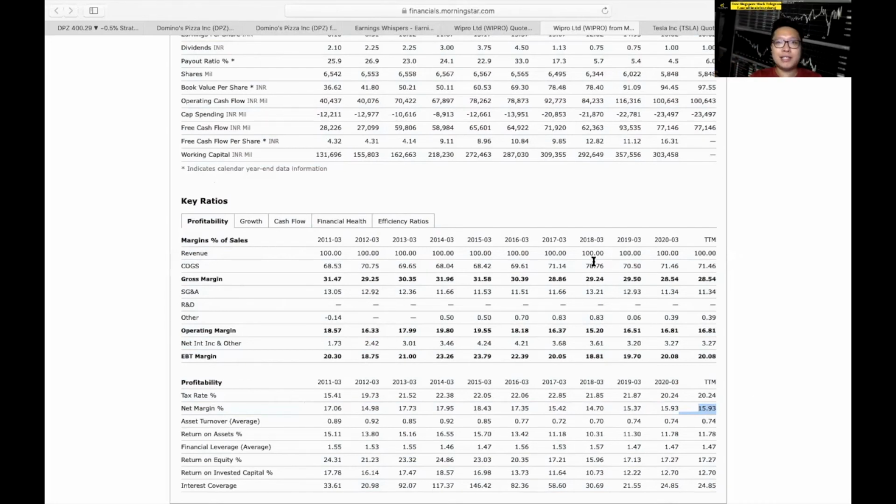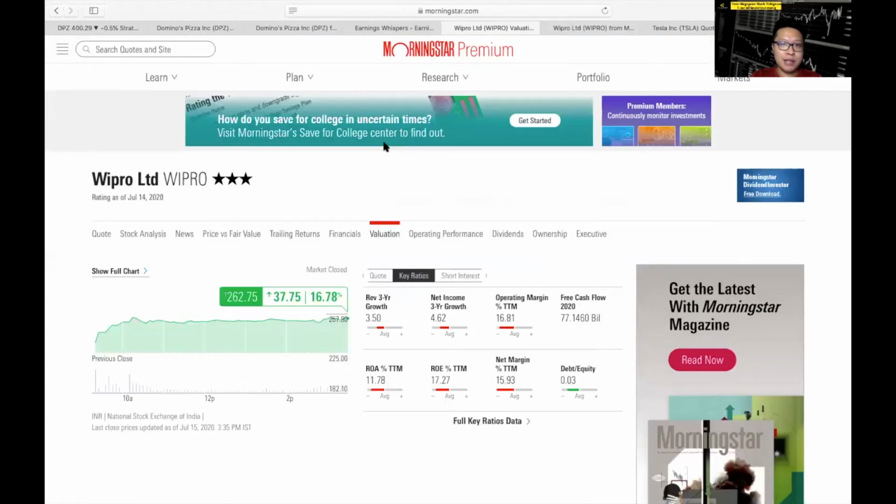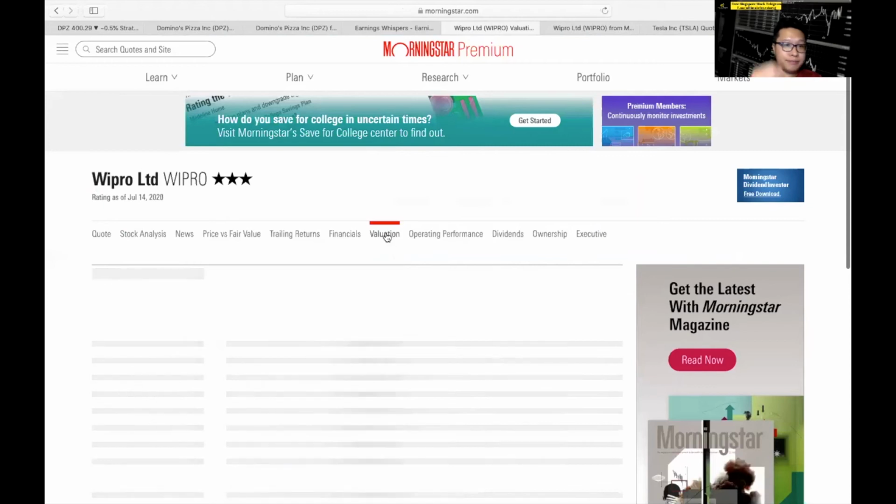The last thing that we want to look at is valuation, because sometimes a good company can be overvalued. So how can we look for valuation? Under Morningstar, you'll be able to find valuation over here.